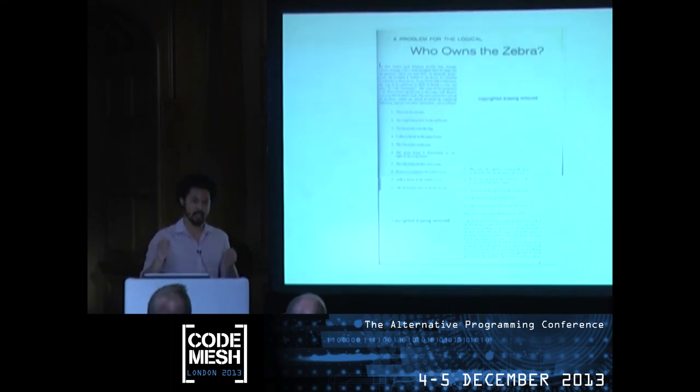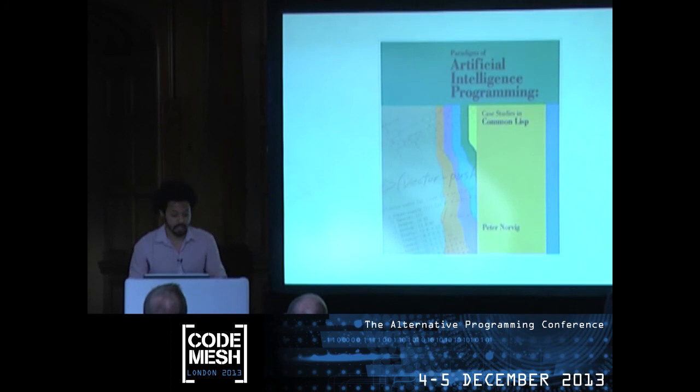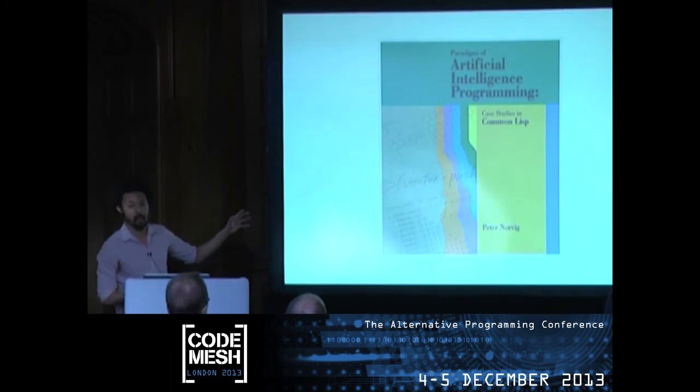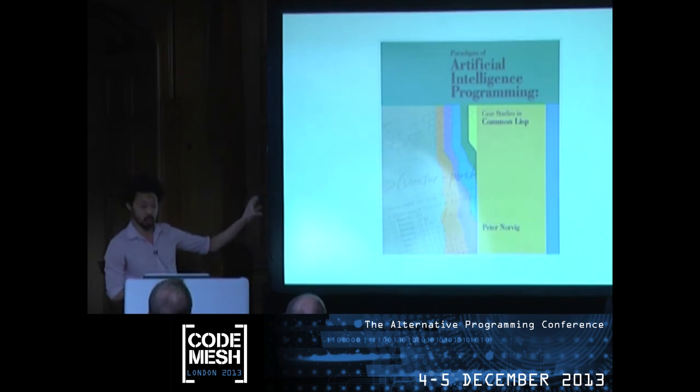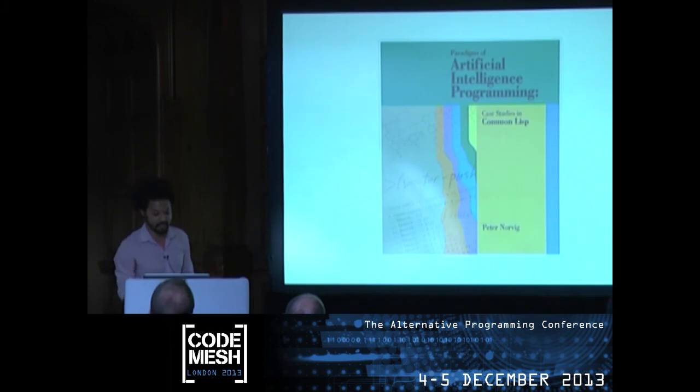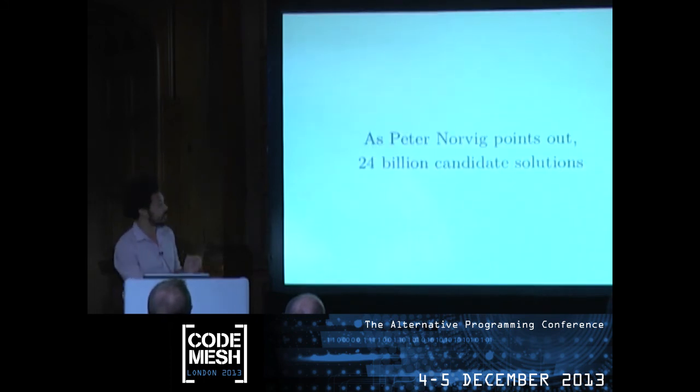And it ends with who drinks water and who owns the zebra, right? In this great book, The Paradigms of Artificial Intelligence, Peter Norvig actually shows you how to write Prolog, an interpreted Prolog in Common Lisp. Then he shows you how to write a compiled Prolog in Common Lisp. And he points out that the naive, brute force search of this space involves about 24 billion candidates.